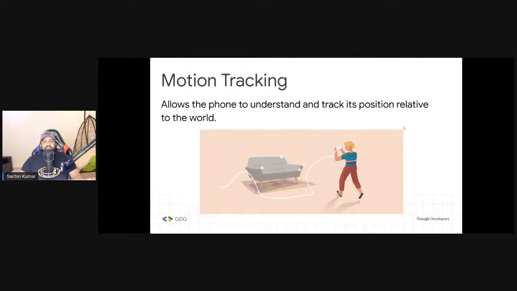So with that, we move to motion tracking. So motion tracking allows the phone to understand and track its position relative to the object. So as I said, as you move your phone, it's able to identify and track its position relative to the world.